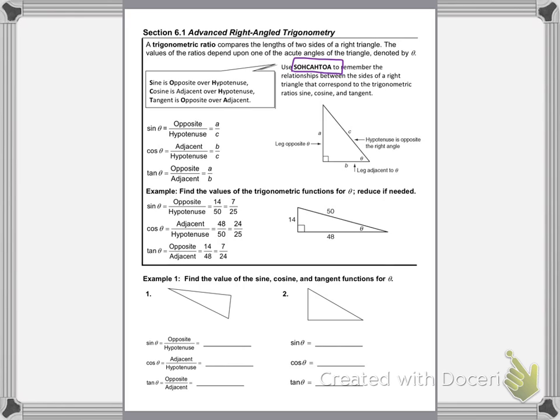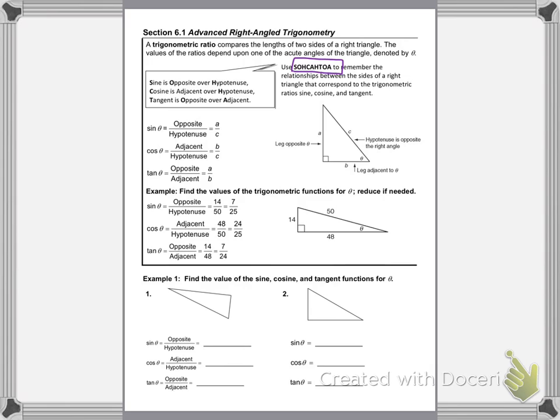I don't remember if those are in your formula booklet or not. Let me pause this here just for a minute and look that up. Okay, those ratios are not in your formula booklet, so you will need to make sure that you remember those.